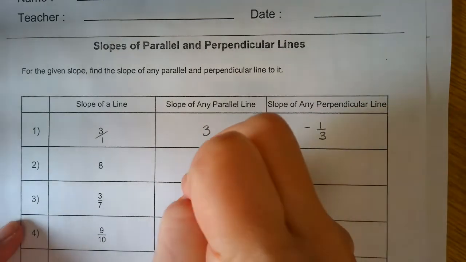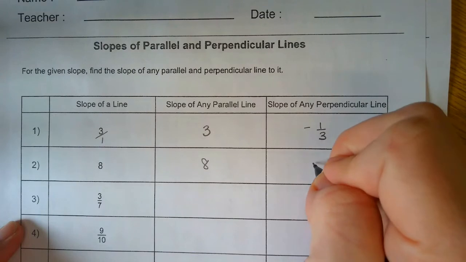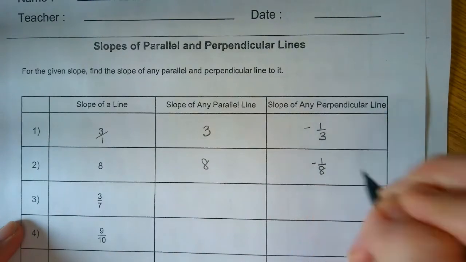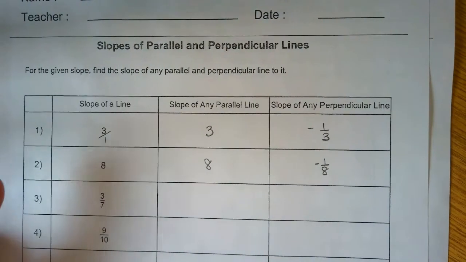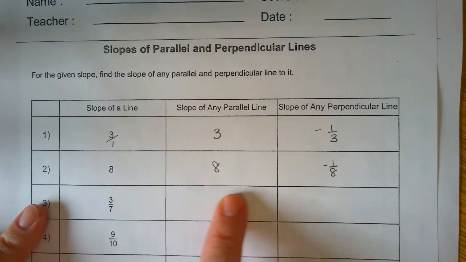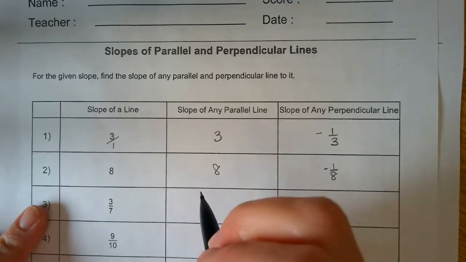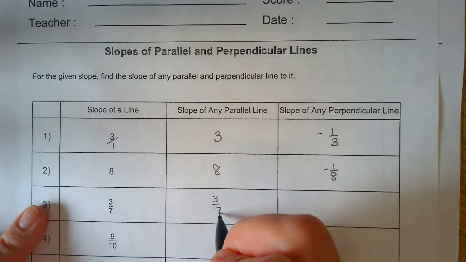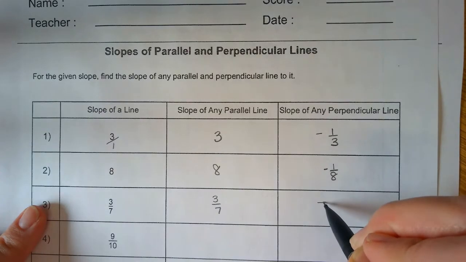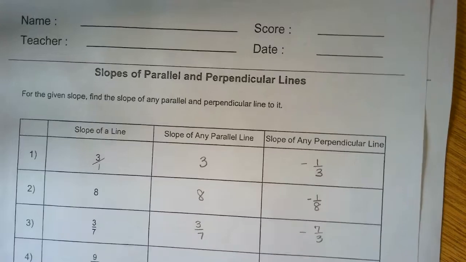In this one, you should have put that parallel line was 8, and then your perpendicular slope would be -1/8. On number 3, notice that it's already in fraction form, so you shouldn't have to change anything for your parallel. You just have to flip it around for perpendicular. So for example, this would stay as 3/7. For perpendicular, it's going to change signs, and then it's going to become -7/3.